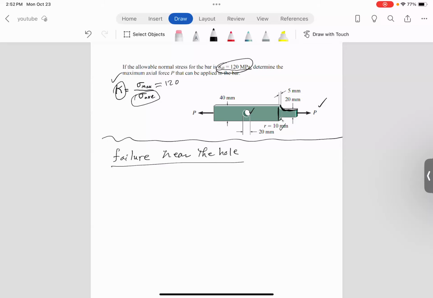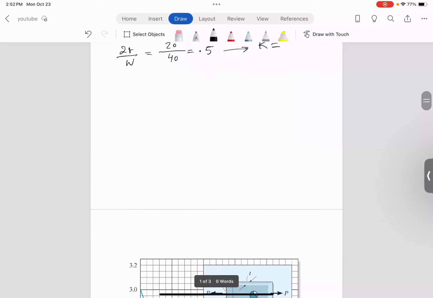So what do we need? You just saw in the charts below that in order to figure out the K value, the stress concentration, you need this ratio of 2R to W. W is this 40 and 2R is 20 millimeters, which is the diameter. So 20 over 40 is 0.5. So that's all you need to find the K value. Let's go ahead and see what the K value is.